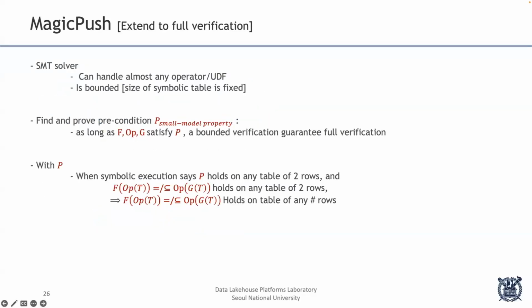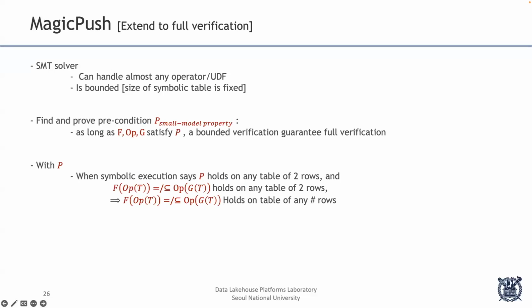Okay, so we said earlier that the advantage of SMT solver is using it for verification, and it can handle almost any operator or UDF as long as it can be symbolically executed. But the problem is that it is bounded. So we only know that the pushdown is correct for a table of a certain size that we used. And if we want to verify with a different size table, then we want to prove its correctness again. That's why they propose finding and providing a precondition P leading to small model property.